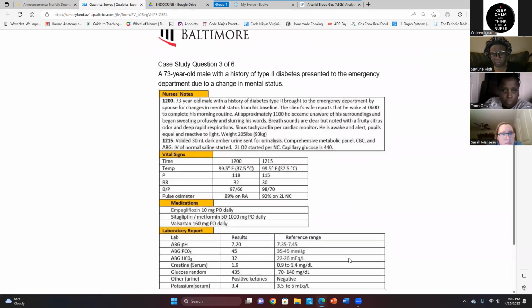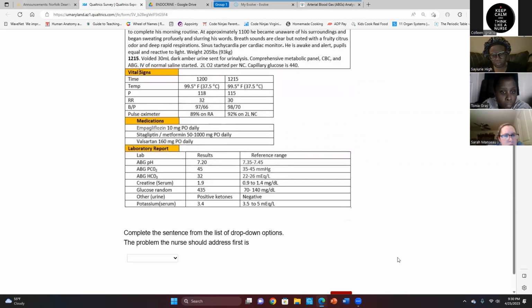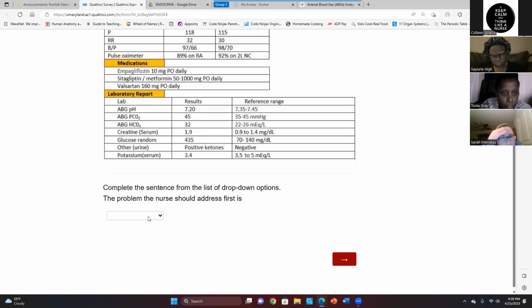Question 3. What has changed? The nurse's notes are the same. The vital signs are the same. The lab report is the same. We're going to complete the sentence from the drop-down list. The problem the nurse should first address is correcting the pH, restoring volume, or lowering the glucose. What do you say? Lowering the glucose. Okay, she says lowering the glucose. Does anybody say anything else? I'm going to go with it. That's important, but also that blood pressure is really low too.